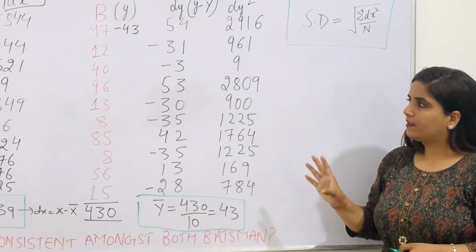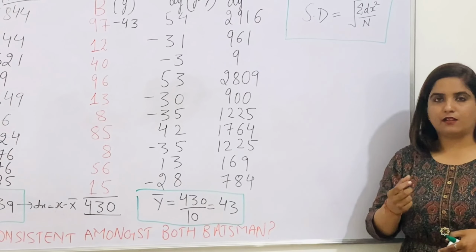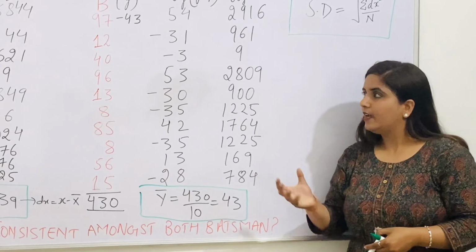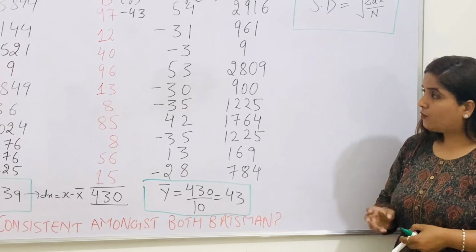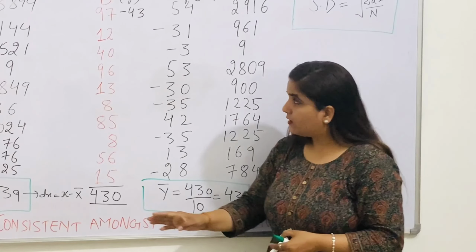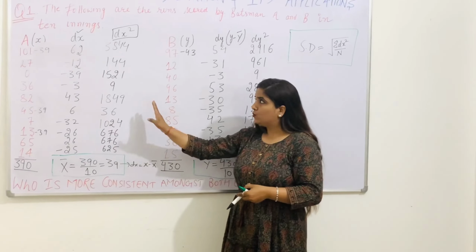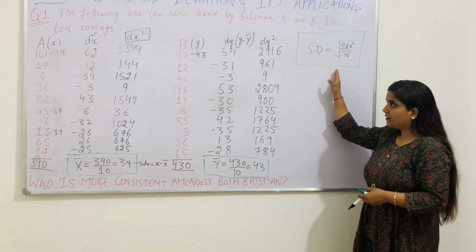What we are doing in the whole question is just finding out the variation amongst the scores of the batsmen, and we have to check the consistency amongst both batsmen. So here is the process. What we have done till now is found the values of dx and dx square. We have not used these till now. We will use them in the formulas later.